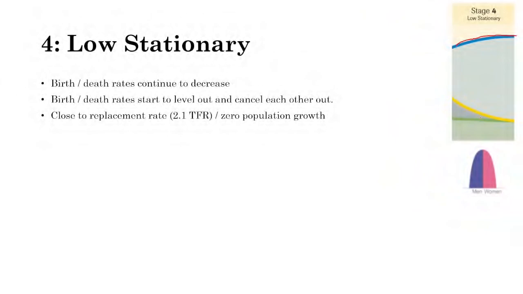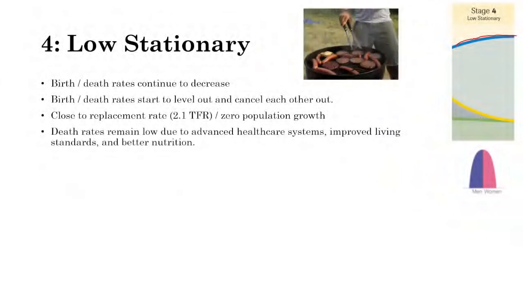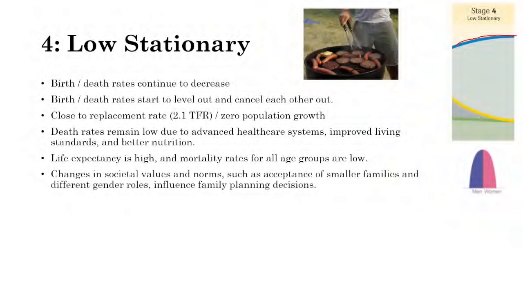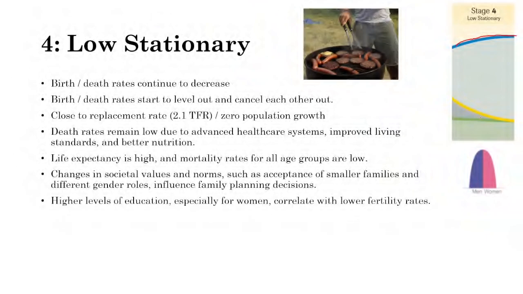They're going to be close to the replacement rate, which is a 2.1 total fertility rate, which is an NIR of about zero population growth. Death rates will remain low due to advanced healthcare systems, improved living standards, and better nutrition. Life expectancy is also high, and mortality rates for all age groups are low. Changes in societal values and norms, like the acceptance and promotion of smaller families and different gender roles, will influence family planning decisions. Higher levels of education, particularly for women, are correlated with lower fertility rates.